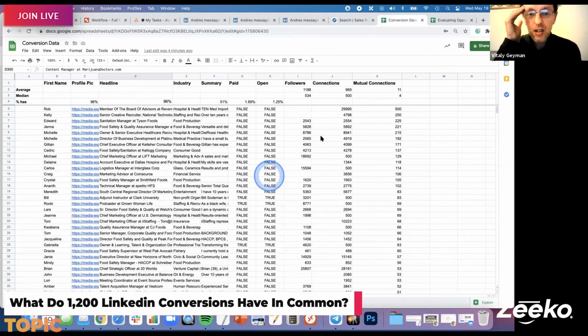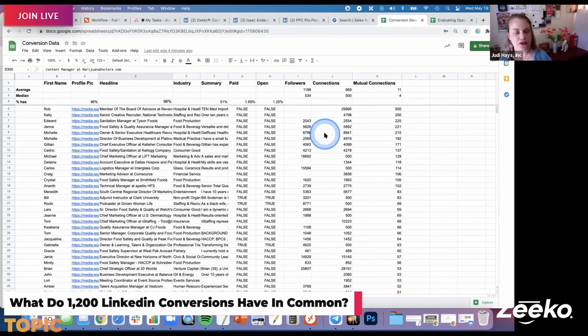Yeah. So, one thing on the paid though, there's a lot of legacy premium accounts from a long time ago, they're grandfathered in, and there's a very small amount that are actually Sales Navigators. So, some of them just don't even realize they have a paid account because it's $20 a month.